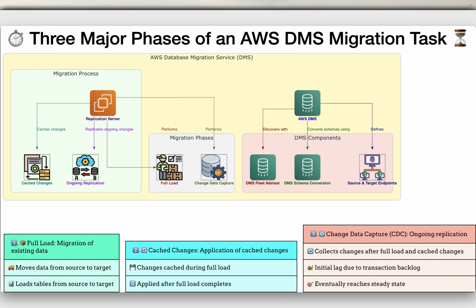After the full load and cached changes are applied, AWS DMS starts collecting changes as transactions for ongoing replication. So initially there may be a backlog of transactions causing some lag between the source and target databases, but eventually the migration reaches a steady state.